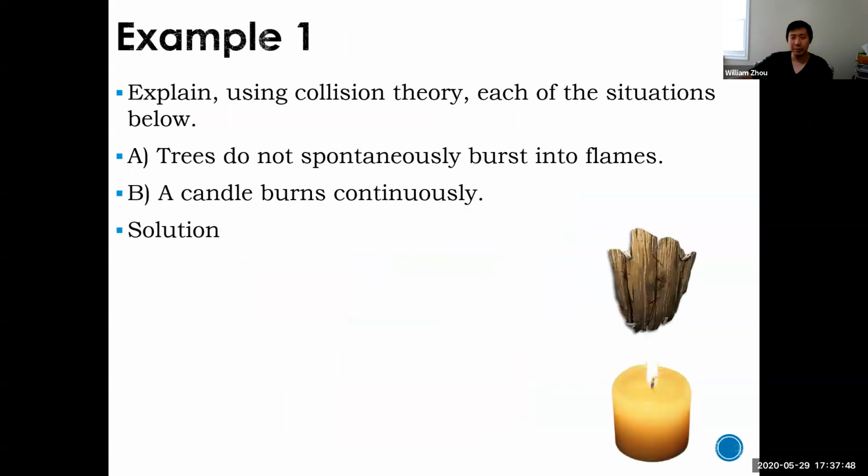So we have basically investigated why the 5 different factors affect the rate of reaction using either a diagram or just common sense. So here is an example. I'm asking you to explain certain phenomena using collision theory. For this example, I have 2. A: Trees do not spontaneously burst into flames. You have to explain why using collision theory. Trees don't just catch fire. Well, sometimes they do, like Australia last year, but rarely does that happen. Why not? Can somebody go ahead and try to explain using collision theory? Anyone?